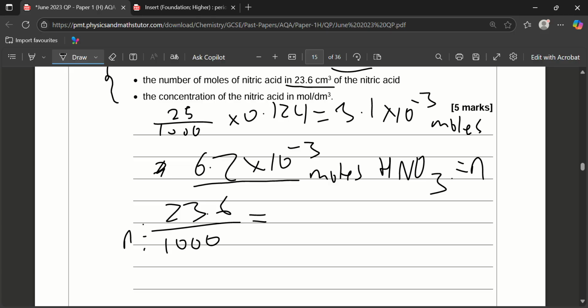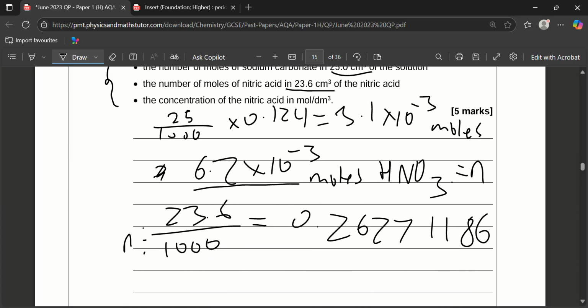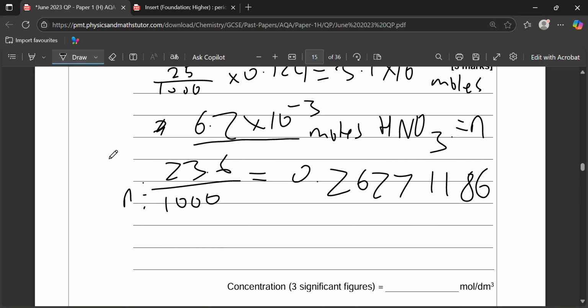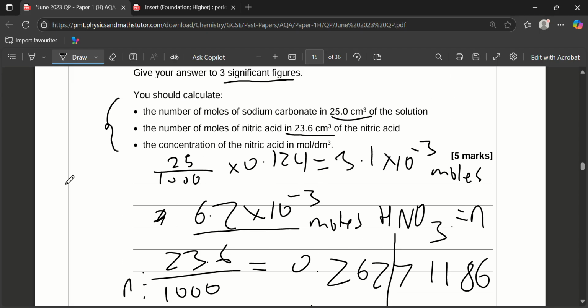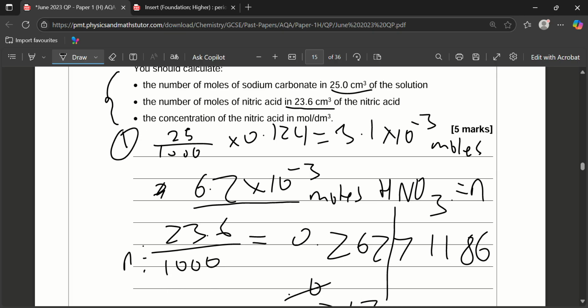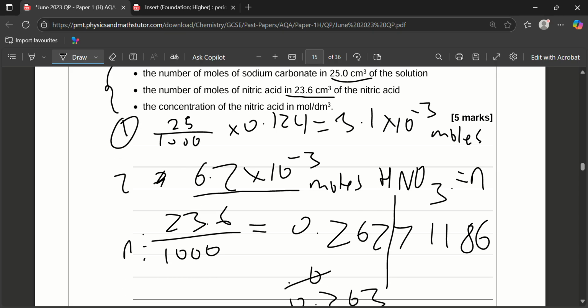So putting that into a calculator, 6.2 times 10 to the minus 3 divided by 23.6 over 1000, I get 0.2627186, and since it's 3 sig figs, we have to cut off the line here at 0.262, so round up the 2 to a 3, and we should get 0.263 moles per decimeter cube.